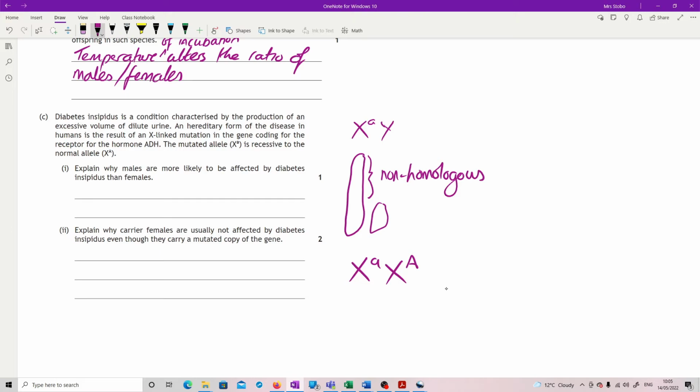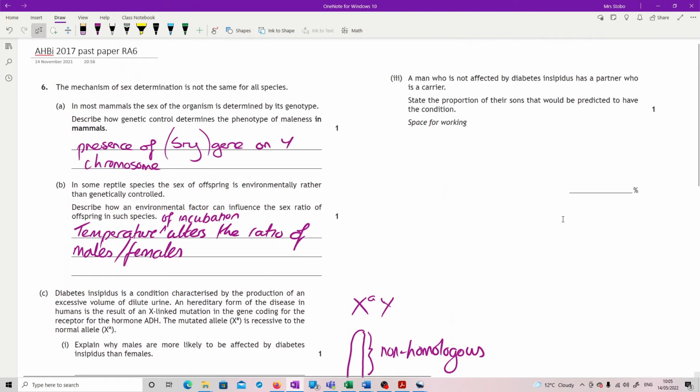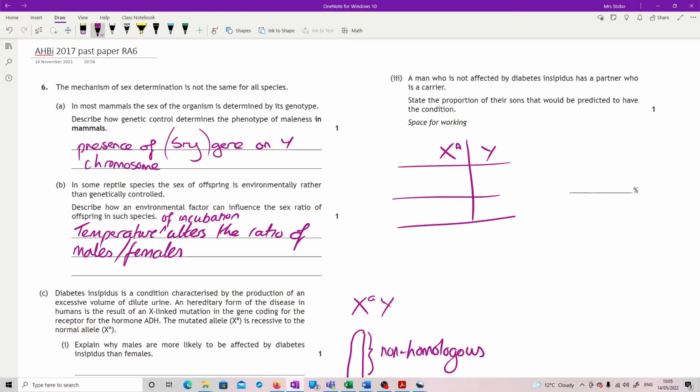That's it. And one more, sorry. A man who is not affected by diabetes insipidus has a partner who is a carrier. State the proportion of their sons that would be predicted to have the condition. So we've got a man who is not affected by diabetes insipidus, so he must be this. I'm actually going to split it up just so I can put it straight into the Punnett square. And he has a partner who is a carrier. So X-a, X-A.